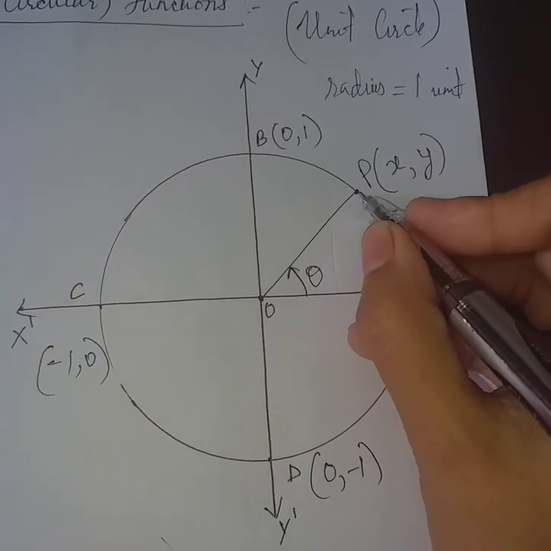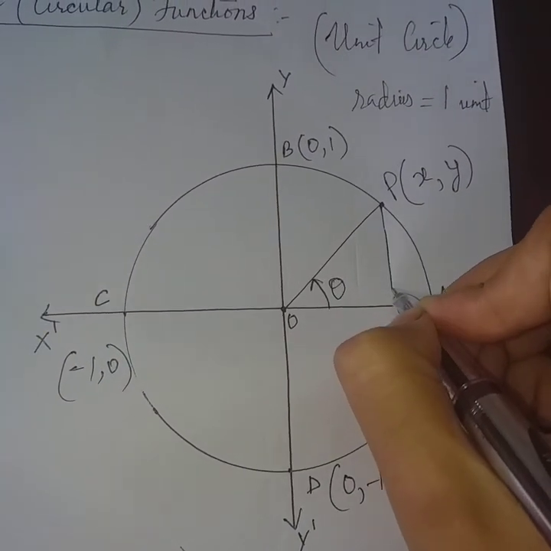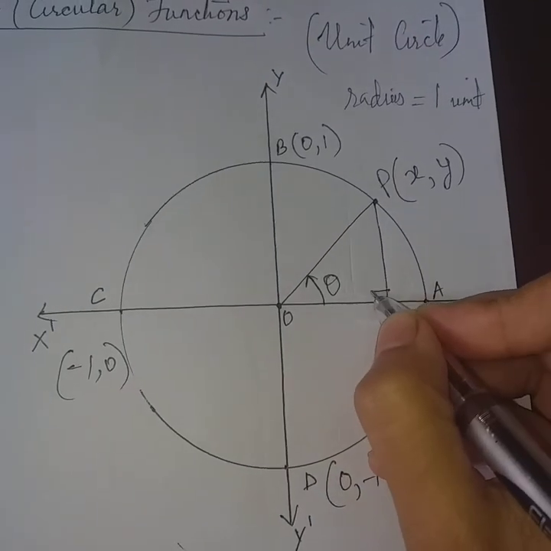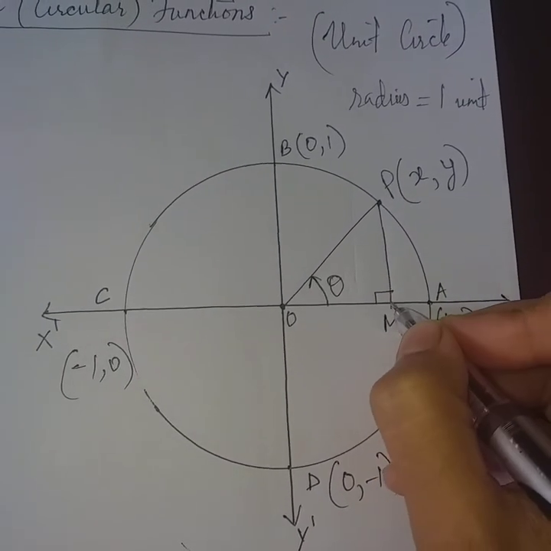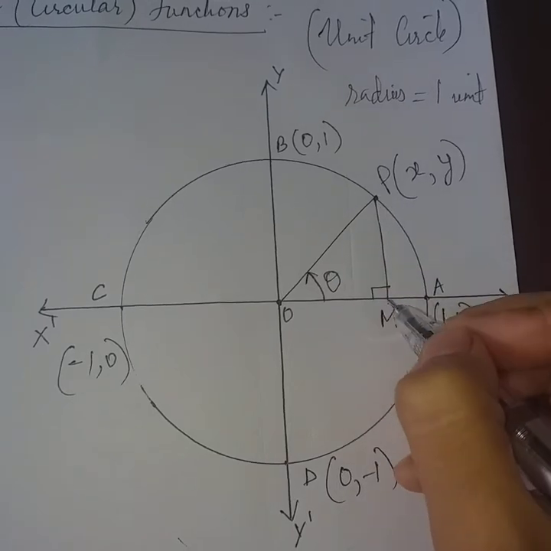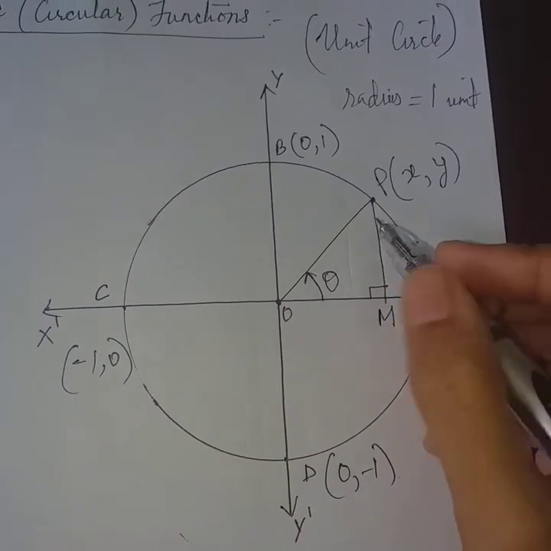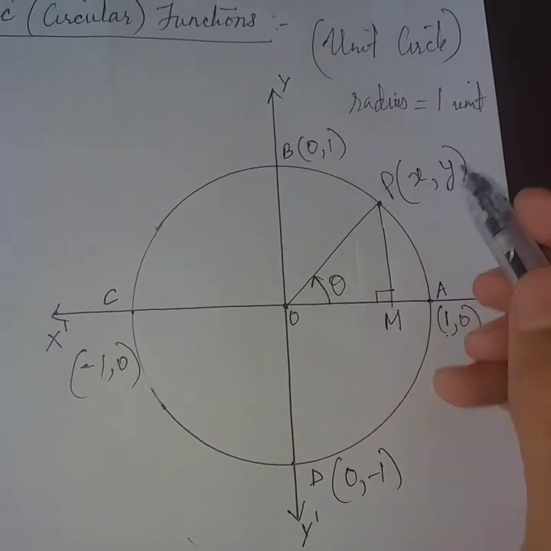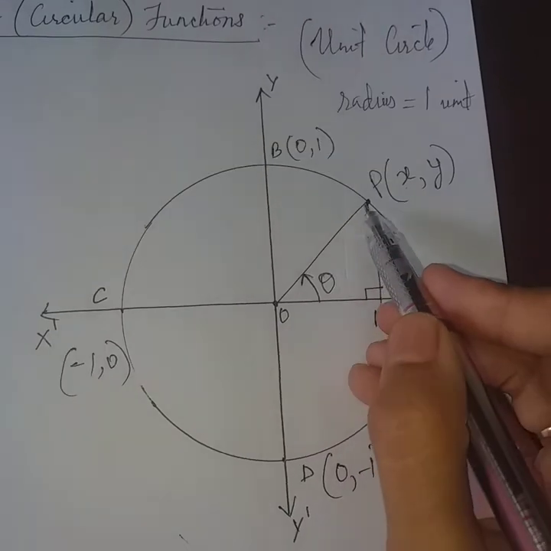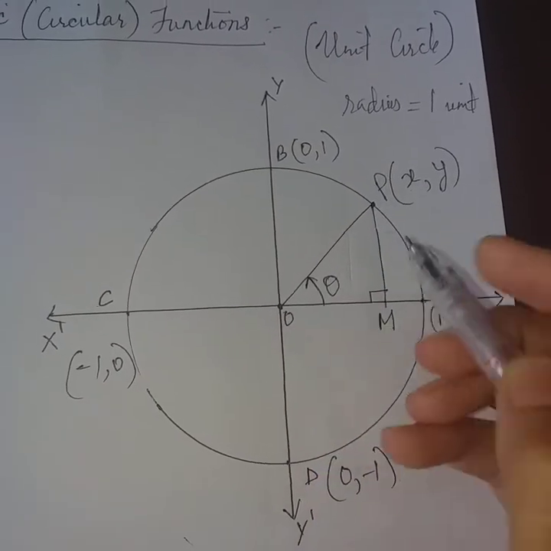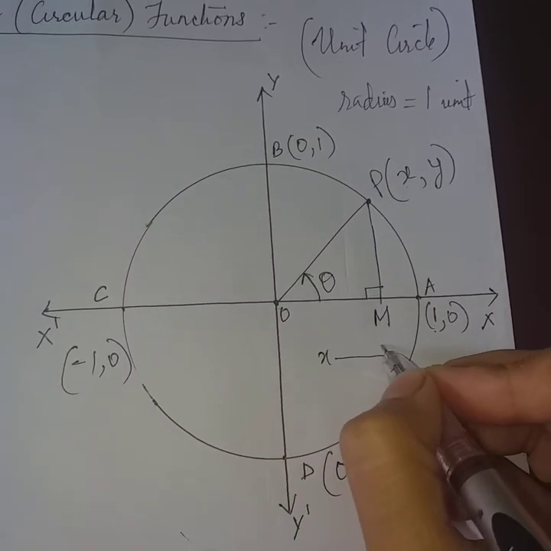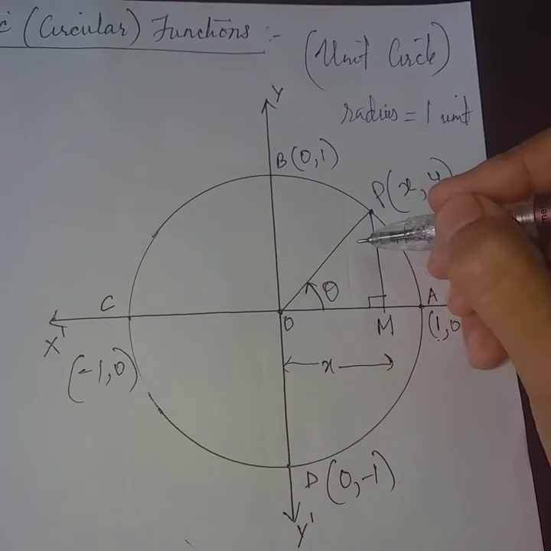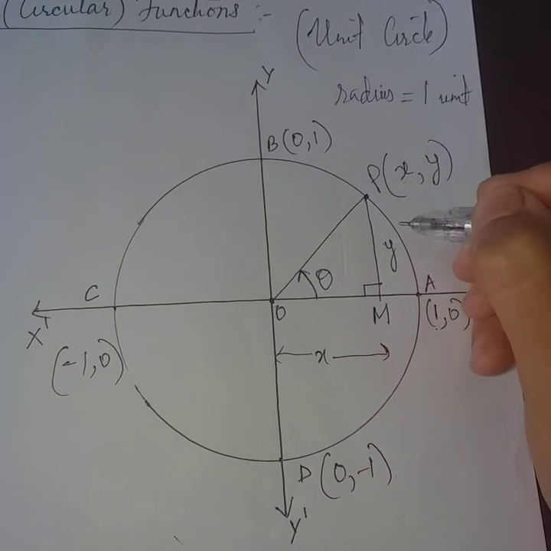Then we drop a perpendicular PM on the x-axis, where M is the foot of the perpendicular. If x is the x-coordinate of P, then the distance OM will be equal to x and the distance PM equal to y.